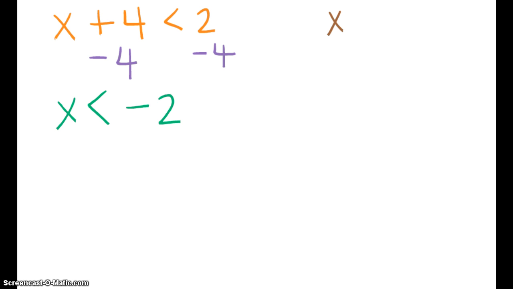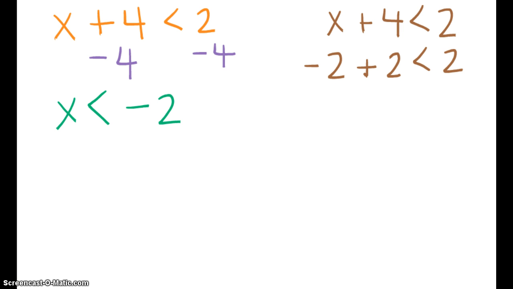So when we go and we substitute, let me rewrite the equation. If we substitute in any value that's less than negative 2 for x, then we should get a true statement. If we actually substitute in negative 2, we end up with 2 is less than 2, and that's not true, because remember, our inequality is just less than, not less than or equal to. So you'll choose a value that's less than negative 2.